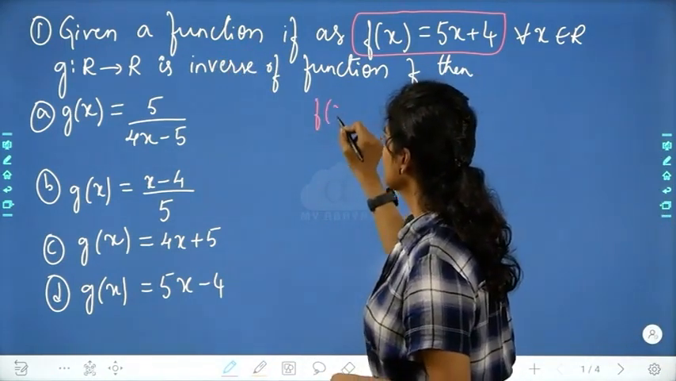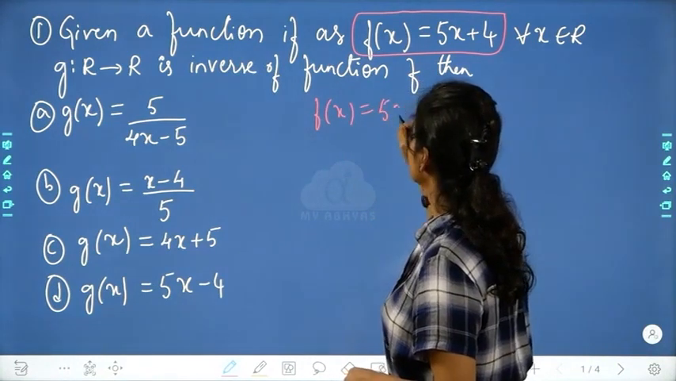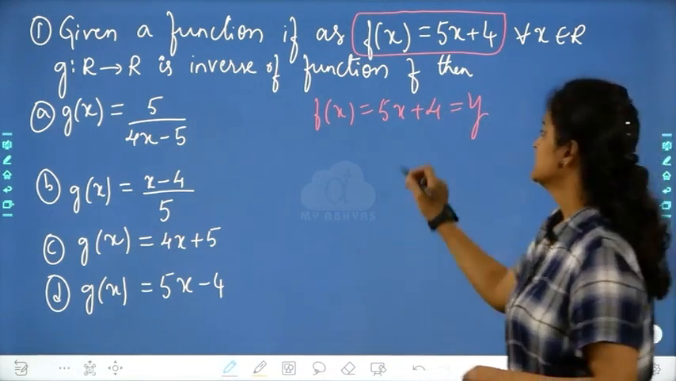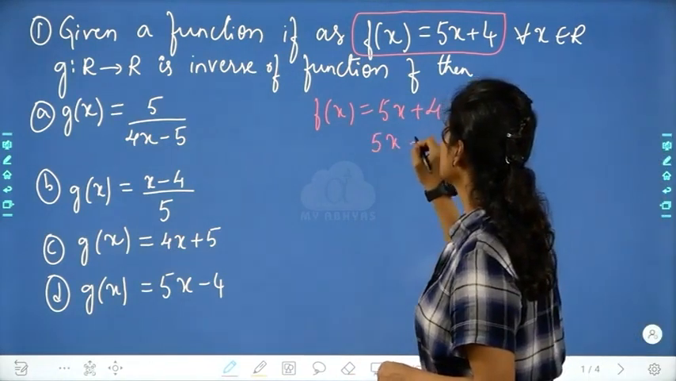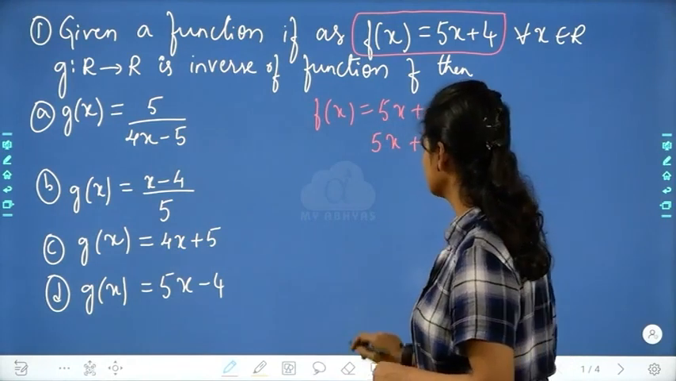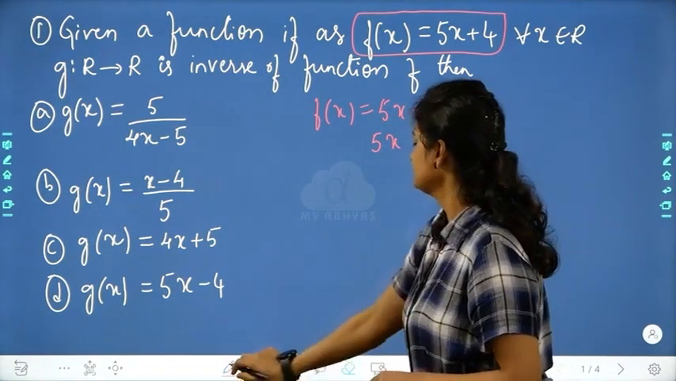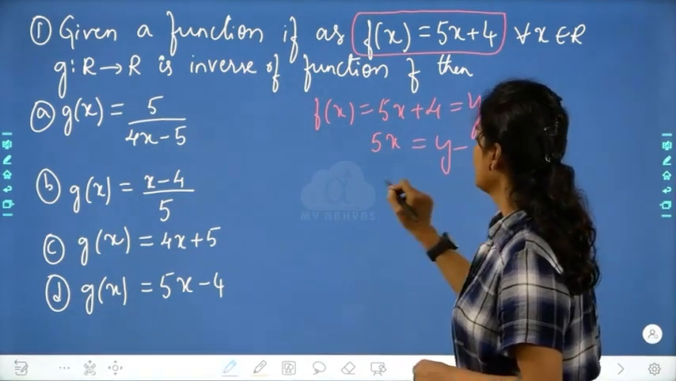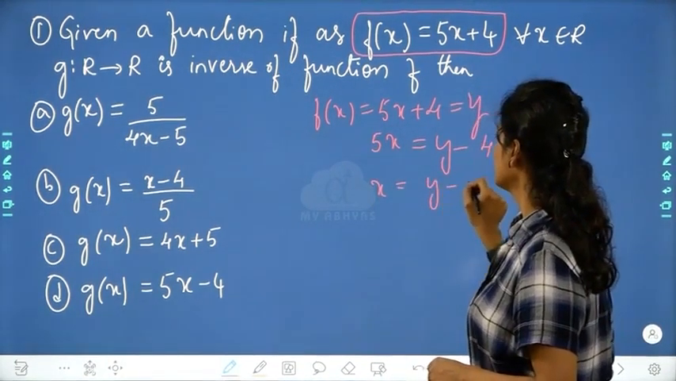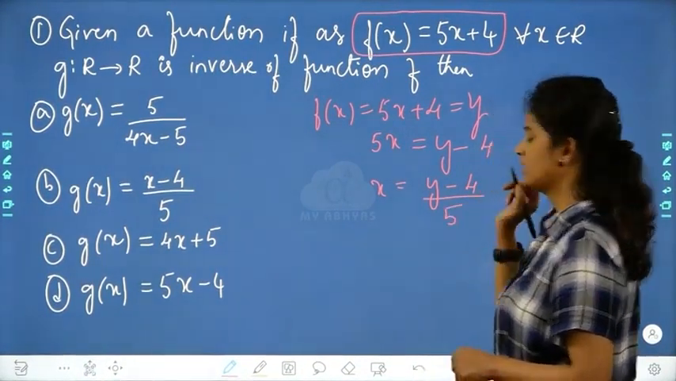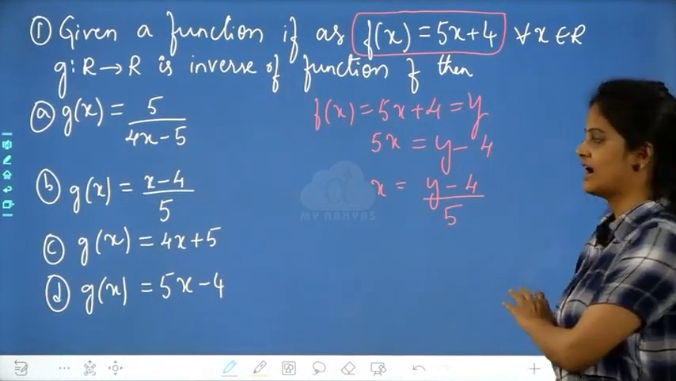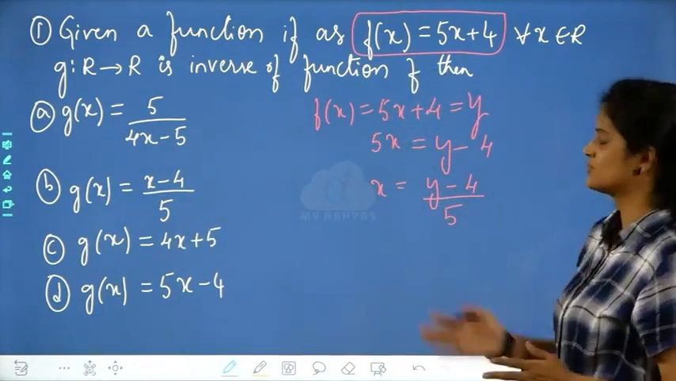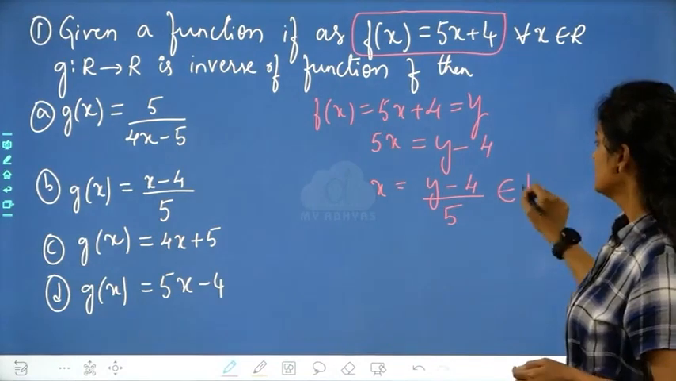I have to take f of x equal to 5x plus 4, and equate that to y. So 5x plus 4 equal to y means 5x is equal to y minus 4, and x is equal to y minus 4 divided by 5. This is in terms of y that I have written. See these answers, which one is matching? This is the inverse I am getting, and this belongs to the real numbers.